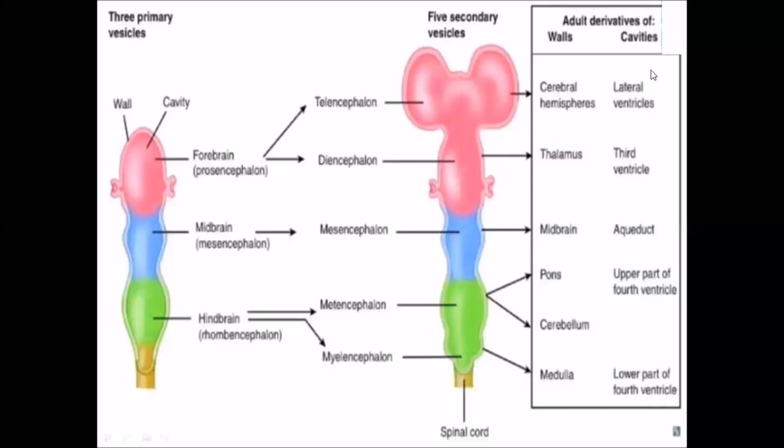Correspondingly, the lateral ventricles, which are contained within the cerebral hemispheres, develop from the telencephalon. The third ventricle, which is confined between the 2 thalami, develops from the diencephalon. The cerebral aqueduct, which is confined within the midbrain, develops from the mesencephalon. The upper part of the 4th ventricle, which is confined within the pons, develops from the metencephalon, whereas the lower part of the 4th ventricle, which is contained within the medulla, develops from the myelencephalon. Thus the development of the brain occurs.